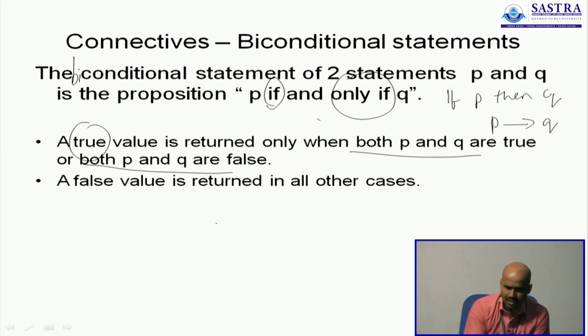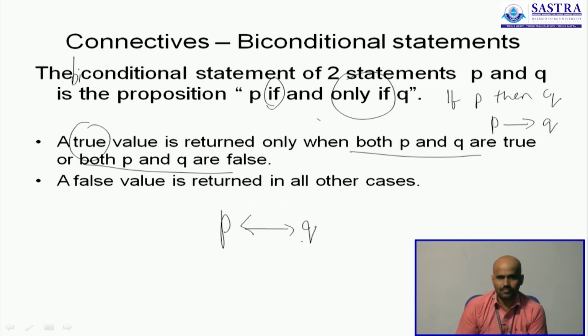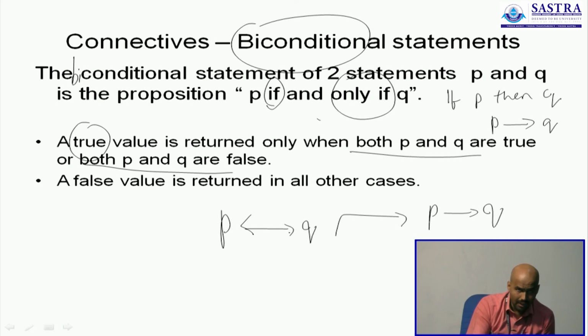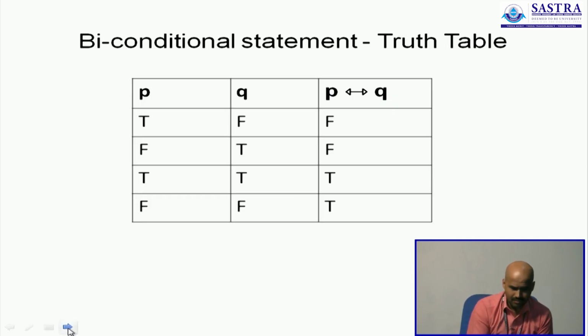A biconditional is actually denoted by this symbol, which represents that it's a conditional in both directions. If P is true, then Q is true, and the opposite, if Q is true, so happens with P. That's what you call a biconditional. It's a two-way condition. There are two conditions involved, and that's why you have a double-headed arrow here. That is why you call it a biconditional statement.